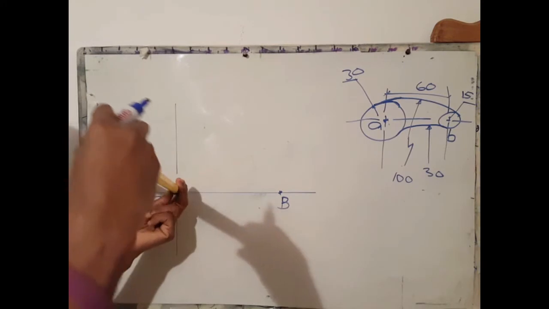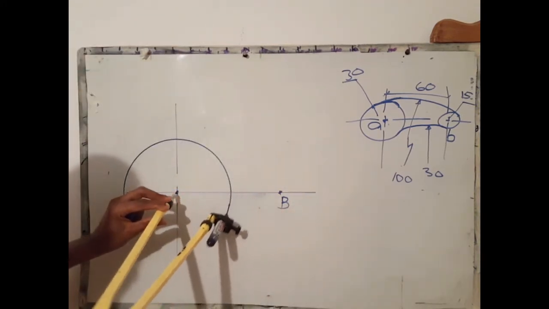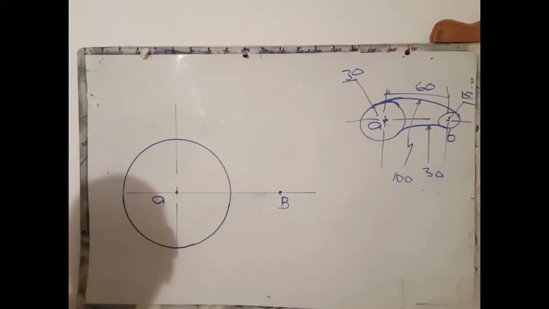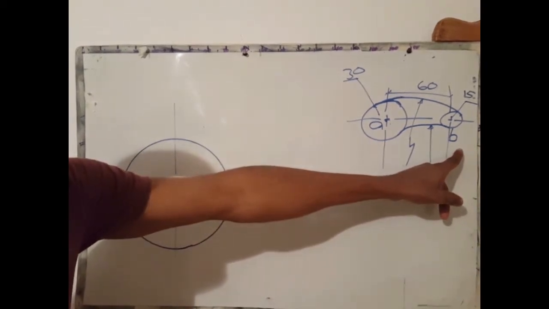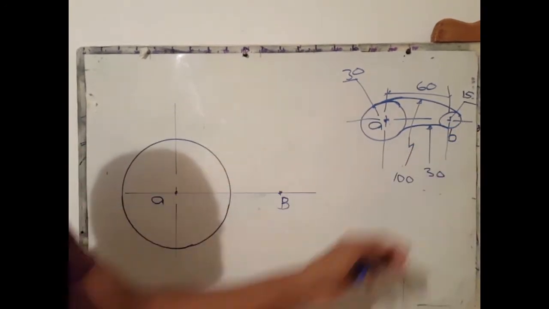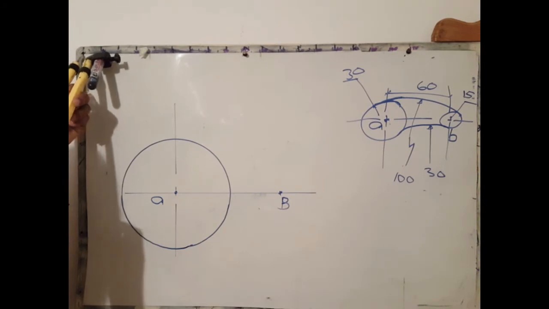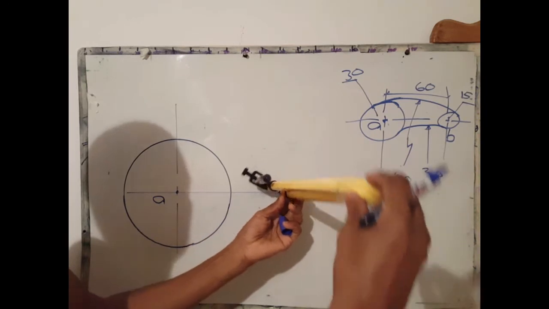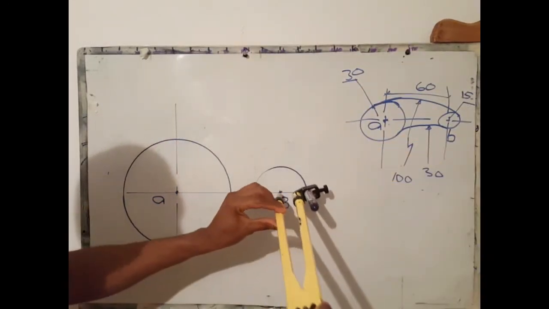A as center. Draw a circle. With B as center, radius 15 millimeters, draw the second circle.